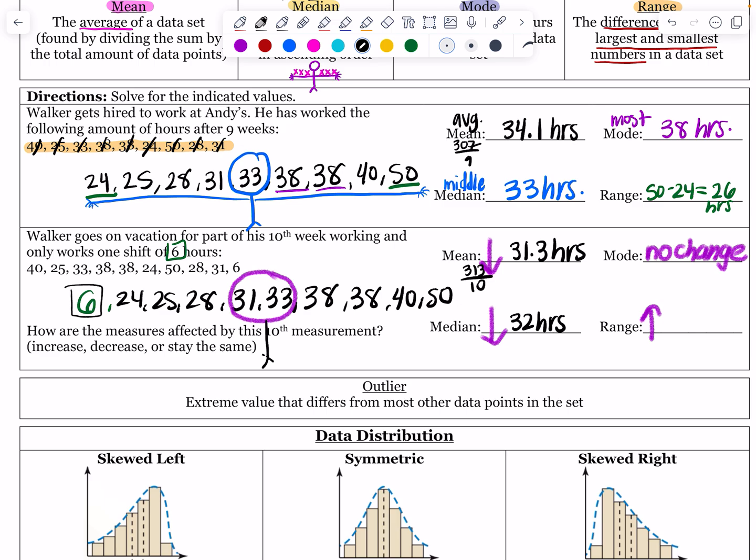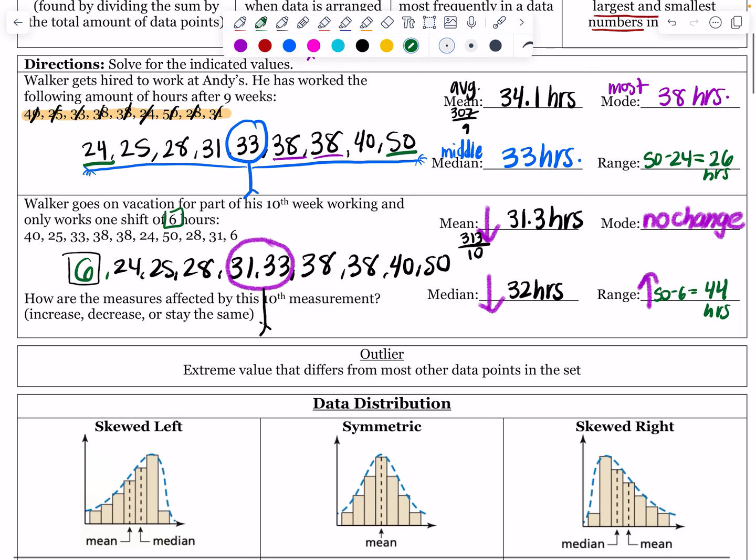And then what is my range going to be? Well, my range is now going to be 50 minus 6, which is going to give me 44, a range of 44 hours. That increased a decent bit. So that really impacted my range. If I added a number in between the 24 and the 50, the range would not be impacted. And of course, the mode had no change on this problem.